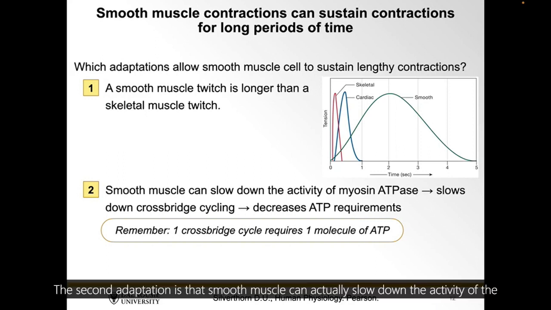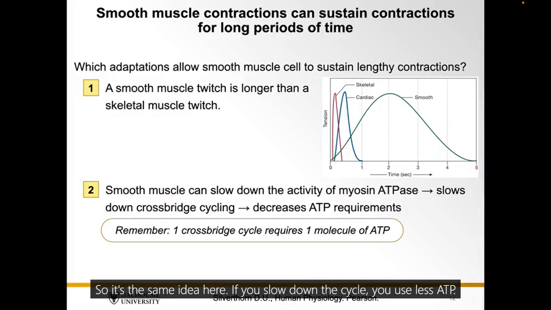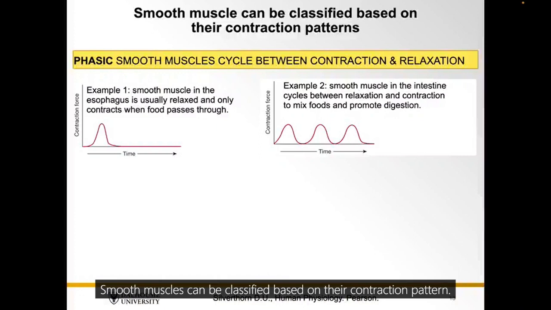The second adaptation is that smooth muscle can actually slow down the activity of the myosin ATPase. Remember that the myosin ATPase is the enzyme in the cross-bridge cycle that allows the cycle to continue. Every time there's a cycle, it requires one molecule of ATP. So it's the same idea here. If you slow down the cycle, you use less ATP. So that ability that smooth muscles have to decrease the activity of myosin ATPase just slows everything down and therefore decreases ATP requirements. Smooth muscles can be classified based on their contraction pattern.